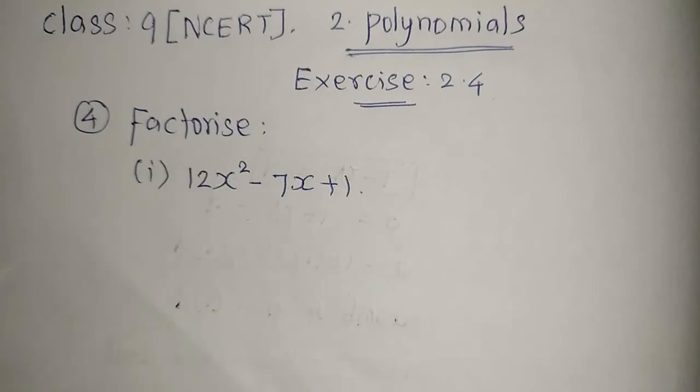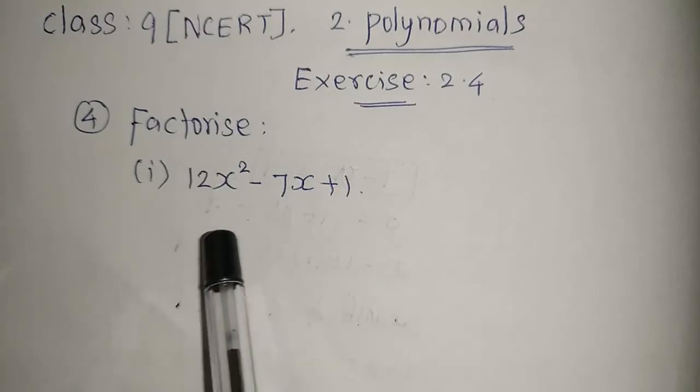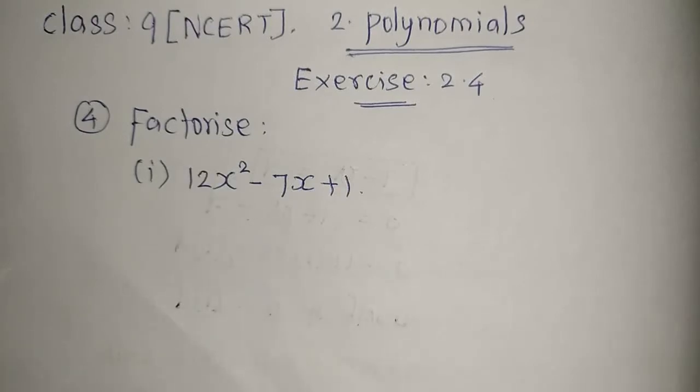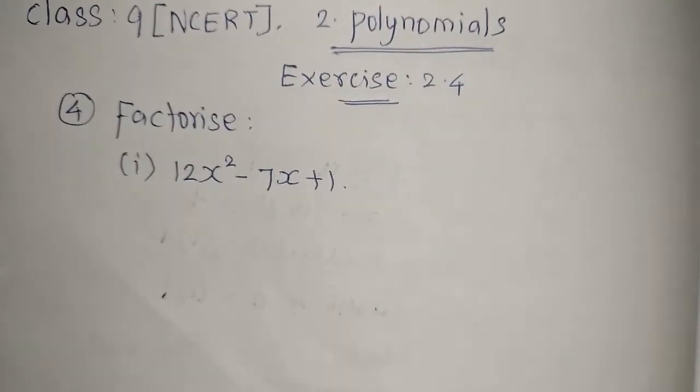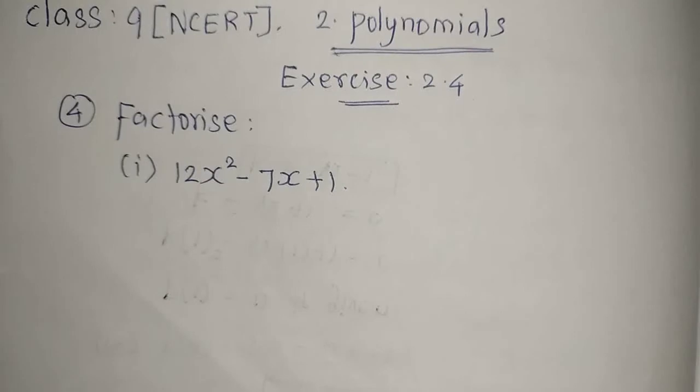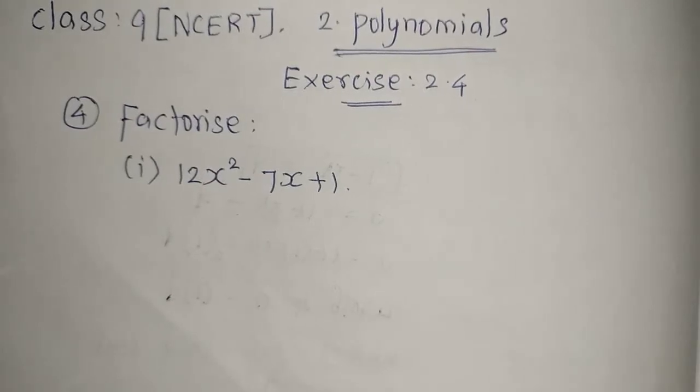Today we are going to see class 9 NCERT chapter number 2, Polynomials, exercise 2.4, question number 4: factorize. The first one is 12x square minus 7x plus 1. Before going into this, I will introduce the I factor, because this is a quadratic equation. A quadratic equation we have to factorize by using the I factor only.